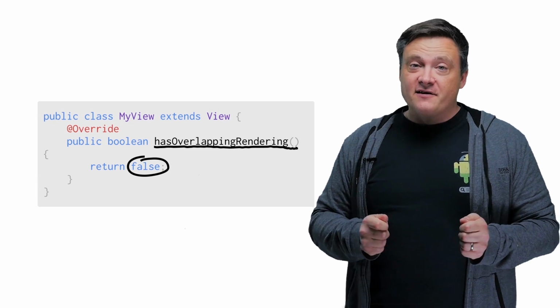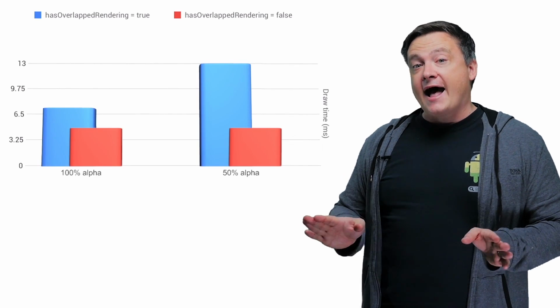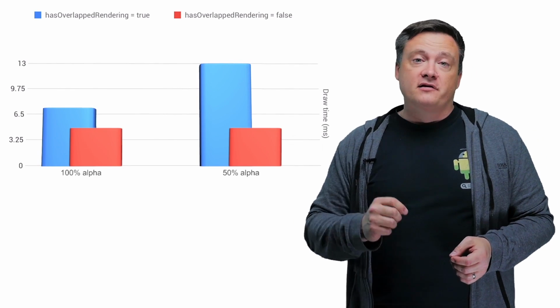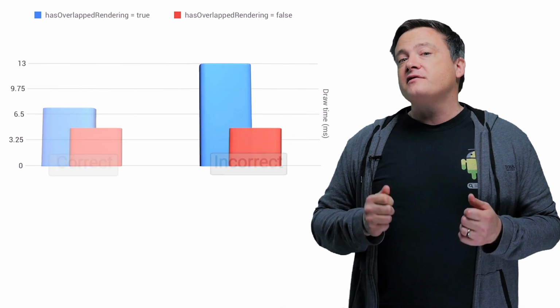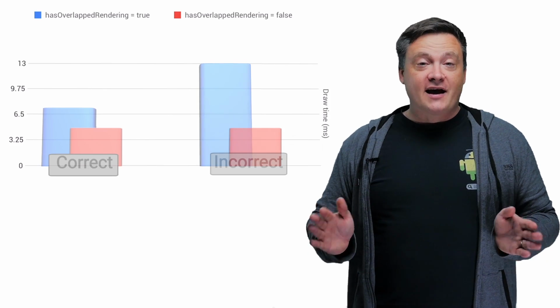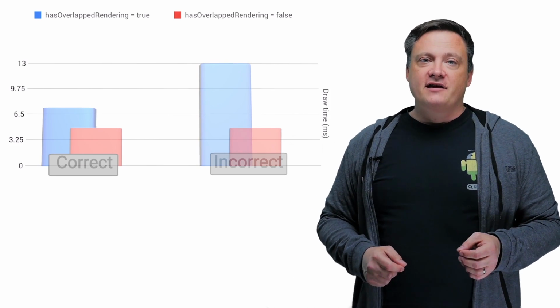Now, this can make a big difference to draw performance. In our sample app, setting the overlapped rendering flag to false cut our draw time in half. You don't actually have to have non-overlapping content to use this flag. If you specify it on a view that does have overlapping content, you'll still get that same performance benefit. You just won't get 100% correct alpha blending. And whether that's a bad thing or not depends on your application.